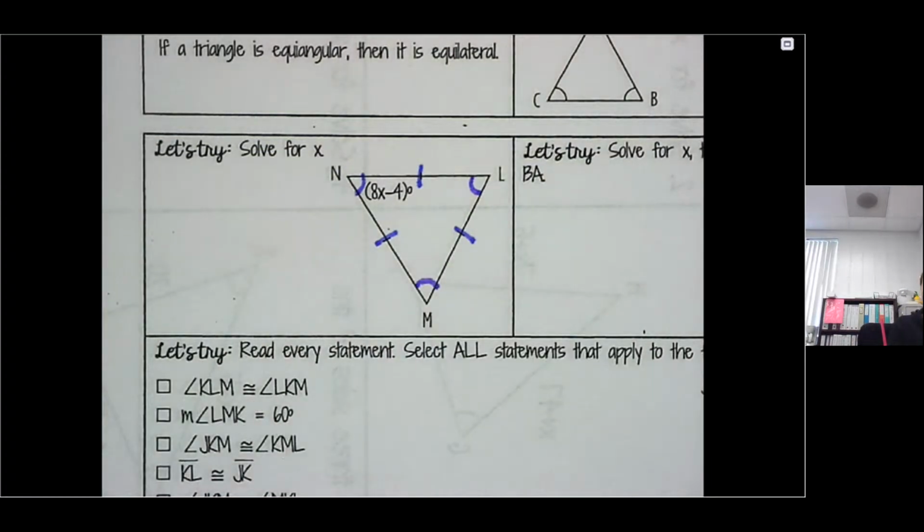Okay. So if angle N is 8x minus 4 degrees, what does angle L have to be? 8x minus 4. What does angle M have to be? 8x minus 4. Okay, great. So now you know all three angles. How can I write an equation to solve for x? Who can raise their hand and give me an attempt here? Maybe someone who is not the two of you, because the two of you have been answering every question.